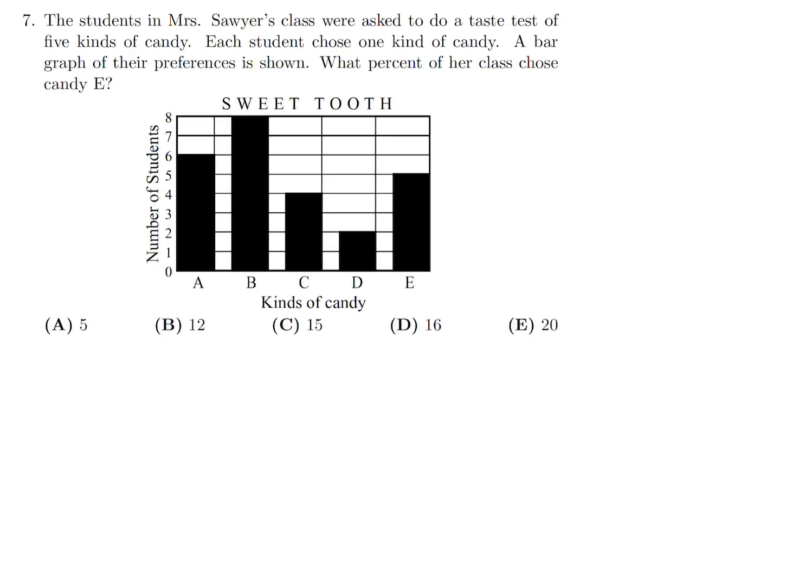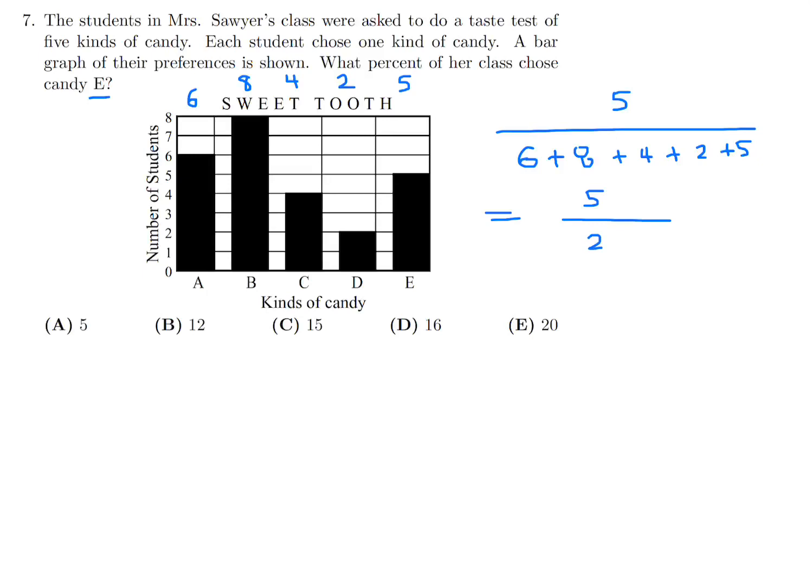Okay, so let's figure out the values here. We got 6, 8, 4, 2, and 5. That's how many students chose each of those candies A through E. So the percentage that chose E, well, 5 chose E, and we have to divide by the total. So 6 plus 8 plus 4 plus 2 plus 5, right? So that is 5 over 25, and as a percentage, that is 20%. So number 7, the answer is E.